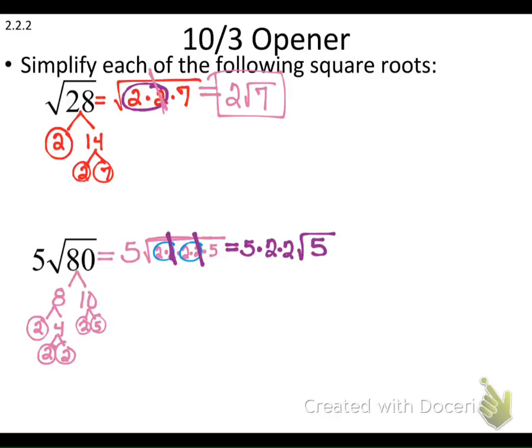So that's step 3 according to your notes. Step 4 according to your notes says you're going to simplify. So you're going to simplify your outside number, which are your coefficients, which means you're just going to multiply them together. So 5 times 2 times 2 equals 20. And then simplify the inside, your radicand. Well, there's nothing that we can multiply, so it's just going to be square root 5. Yes, but you need to show all of this work, otherwise it doesn't matter if you're right.